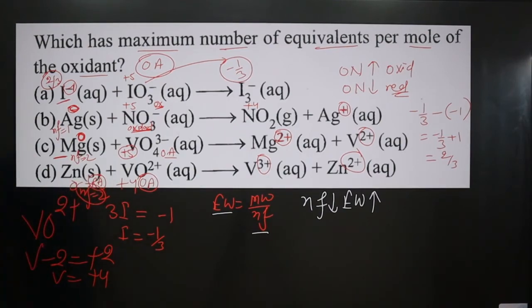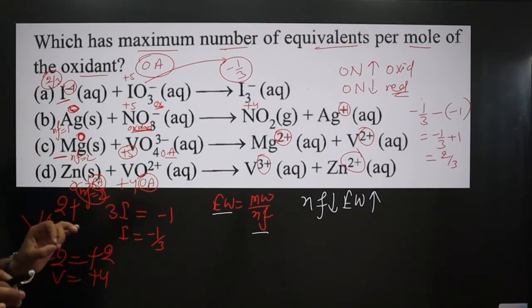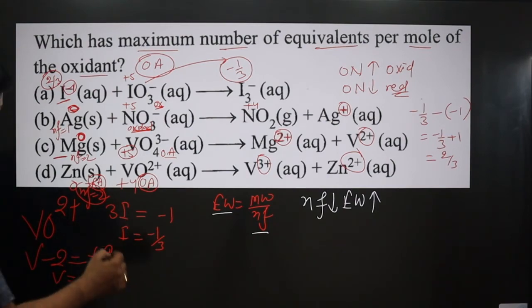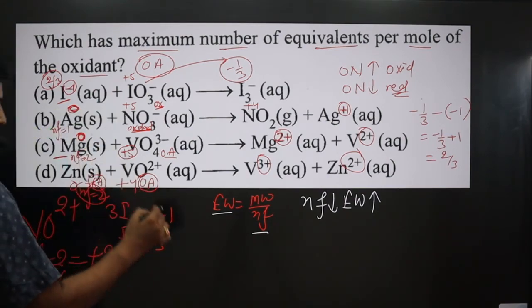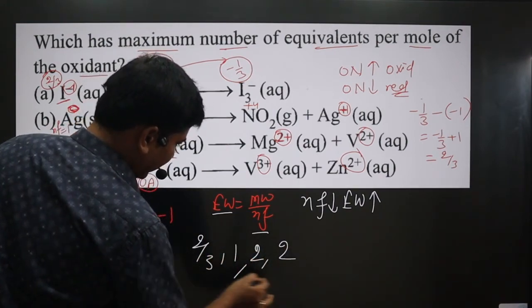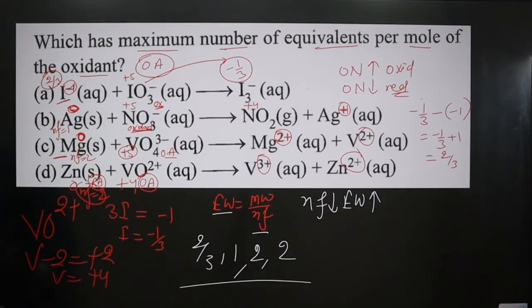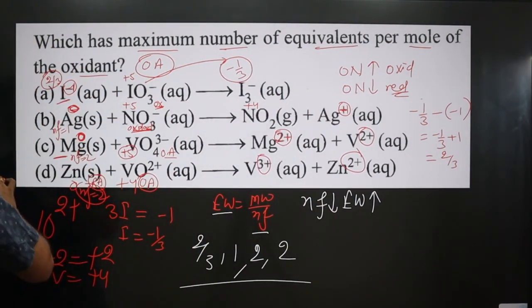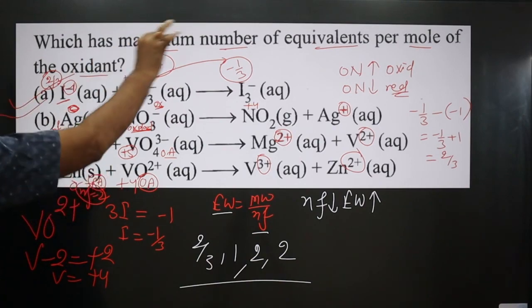Okay, now we can compare the n factor value. It is 2, it is 2, it is 1 and it is 2 by 3. So which substance has a minimum value of n factor? You can see I minus is there. We are getting 2 by 3, 1, and it is 2 and 2. Option wise, you can see 2 by 3 for I minus is the minimum n factor value, then in this case equivalent weight will be maximum, so we got option A. Option A is correct. Very interesting question.